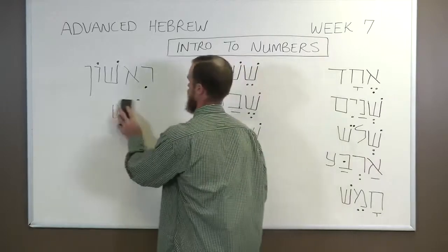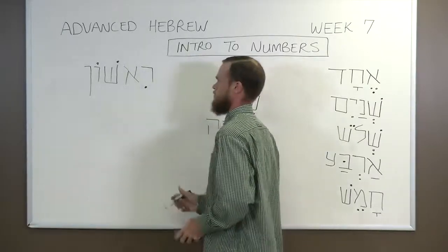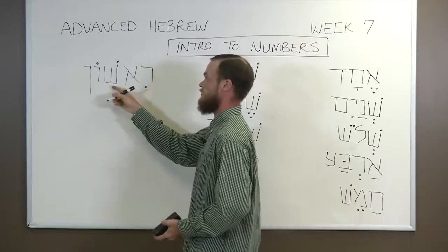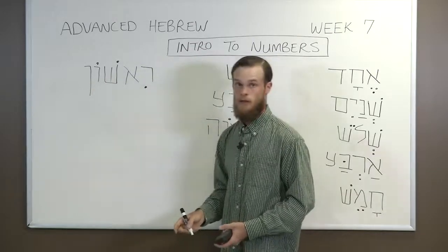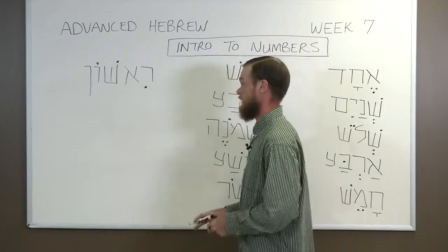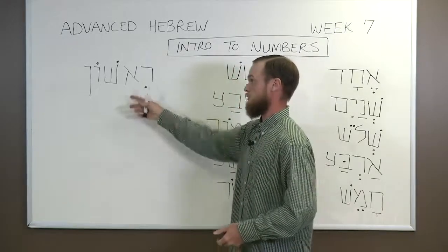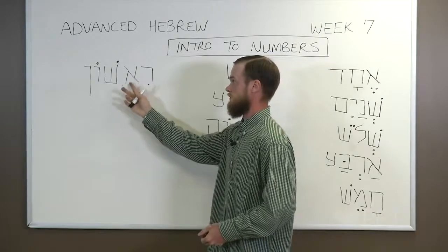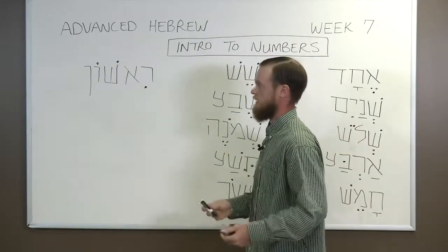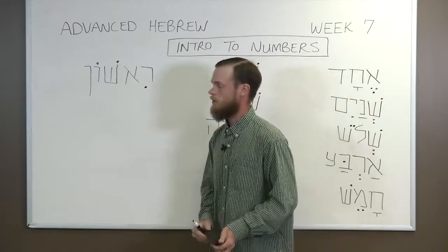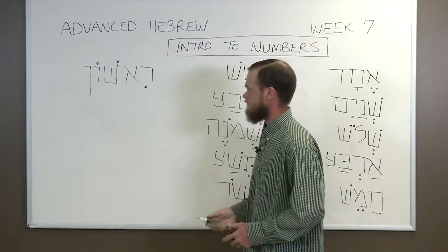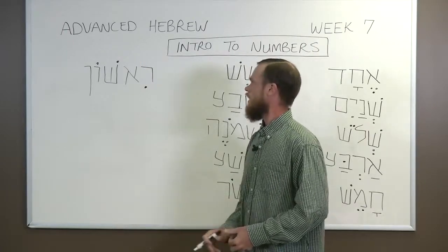You will, on rare occasion, also see Rishon spelled with a yod instead of an aleph: Resh, yod, shin, vav, final nun. It's still the same thing, still means first. It's just an alternate spelling. This spelling is preferred. It shows the root, and it's the most commonly used. So Rishon means first.